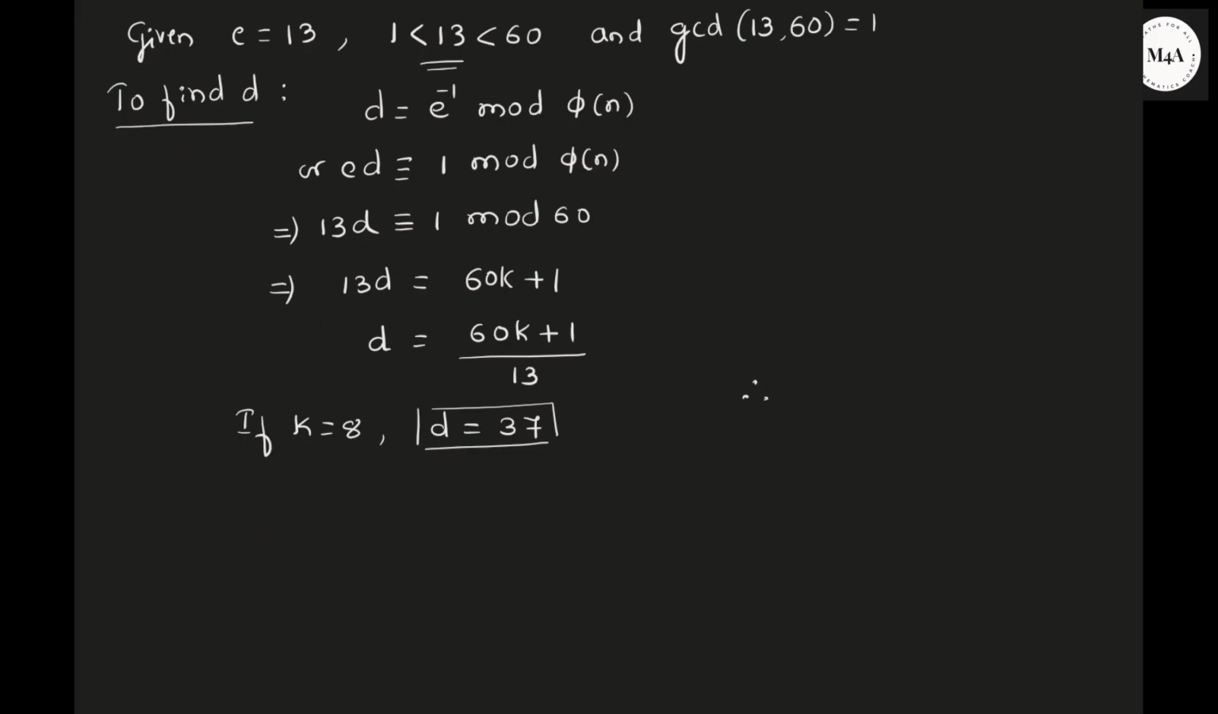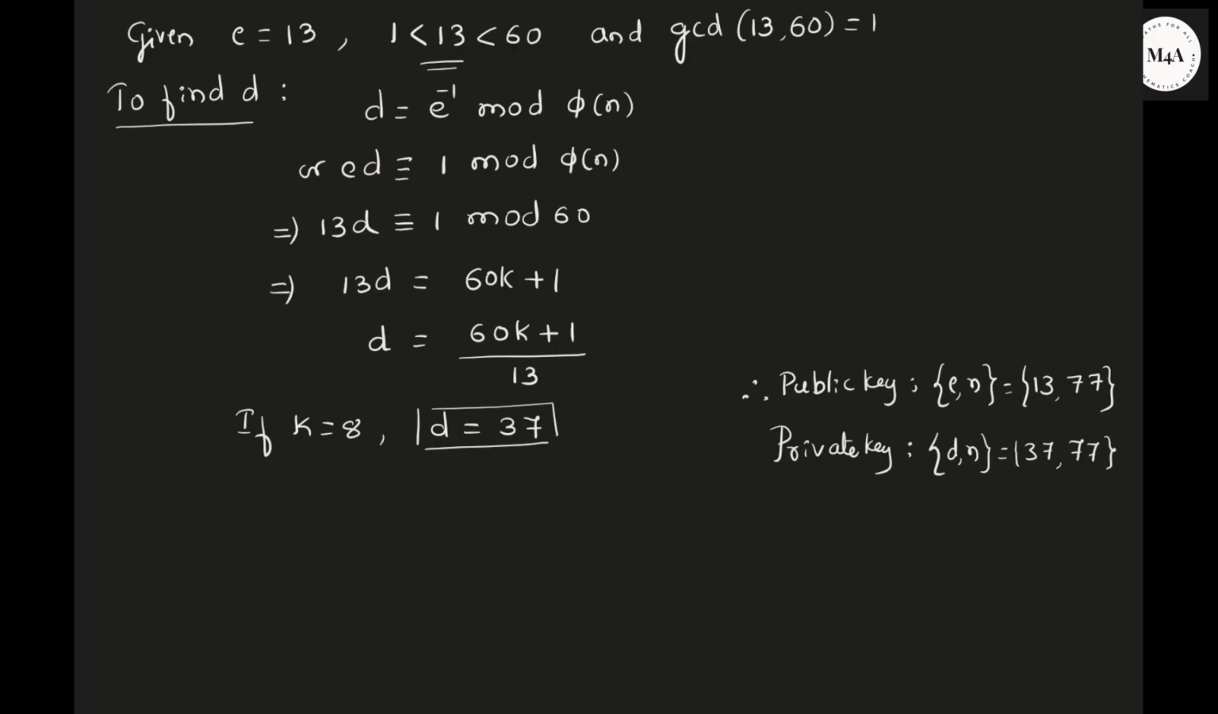Therefore, the public key is E comma N. E is 13, N is 77. Then the private key is D comma N. D is what we have got now, 37, and N is 77. This is how we found D.